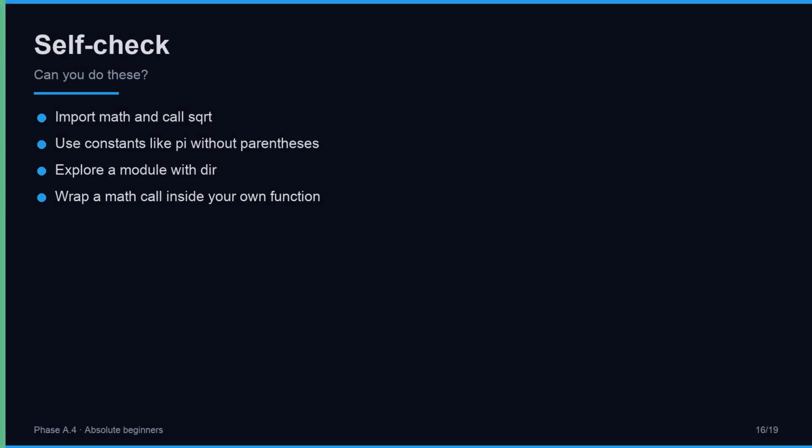Quick self-check. Can you import math and call sqrt? Can you use constants like pi correctly, no parentheses? Can you explore a module with dir to see what is inside? Can you wrap a math call inside your own function with your own parameter names? If any feels shaky, rewatch that part and try each in your shell.